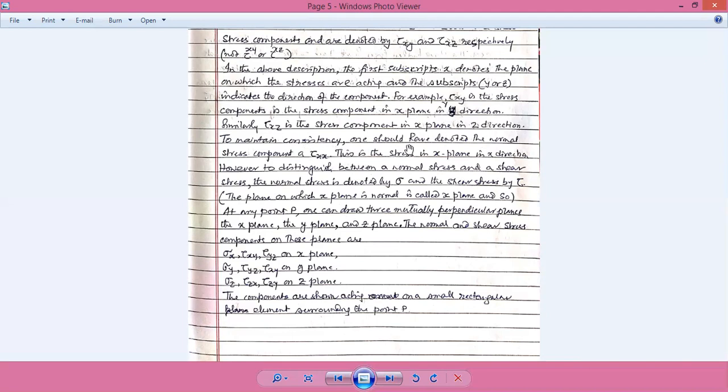For consistency, we note that the normal stress we could write as tau xx, but here we don't write it like this. The stress is explained on the x plane acting in the direction of the x-axis. But to distinguish normal and shear stress, we always denote normal stress by sigma and shear stress by tau. The plane on which the normal is along x is called the x plane.